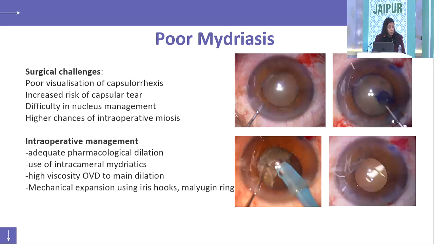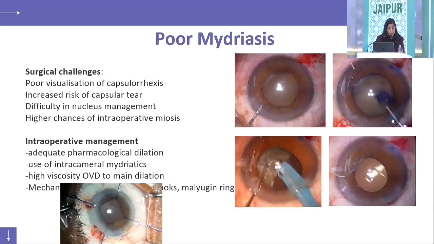Also, we deal with poor mydriasis, that is, small pupil. Surgical challenges are poor visualization of the capsular excess, increased risk of capsular tear, difficulty in nucleus management, and higher chances of intraoperative miosis. And that can be managed with pharmacological dilation intraoperatively using intracameral mydriatics, or high viscosity OVDs, or mechanical expansion using iris hooks.